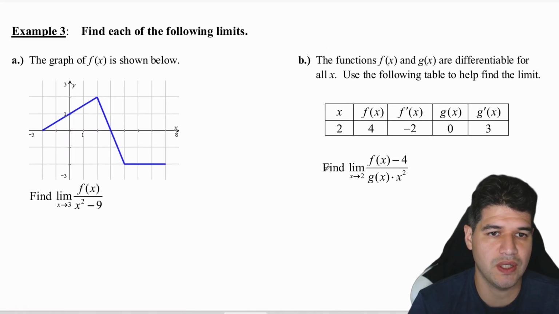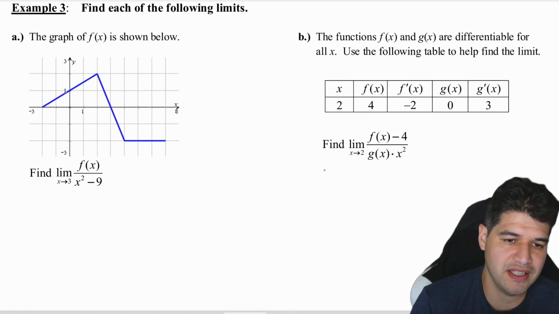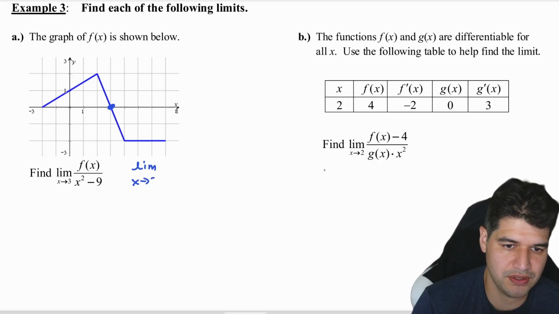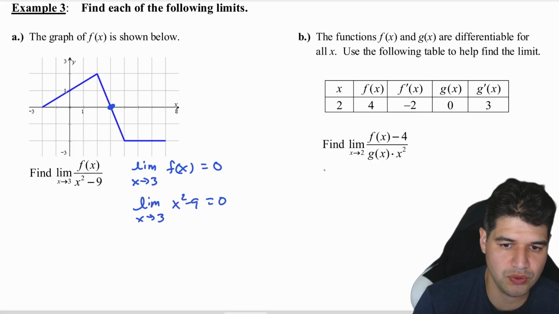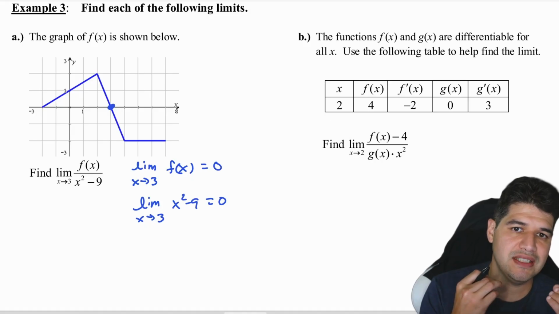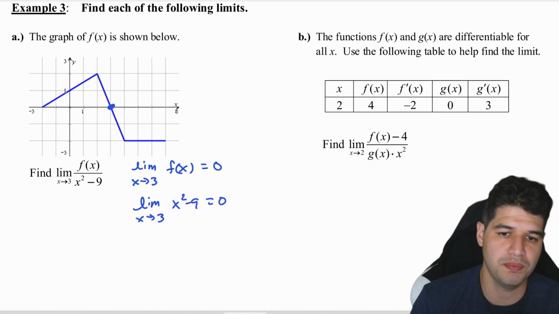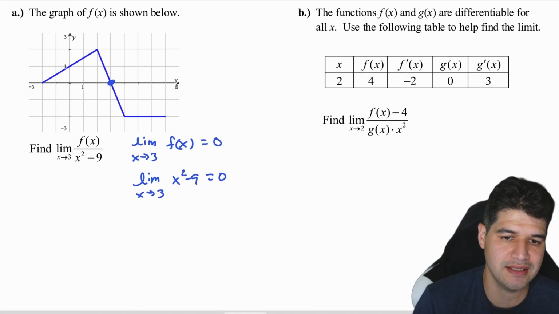These are very good questions. So if I plug in and I'm trying to find this limit, this is going to happen on test day. The limit as x approaches 3 of f of x, well, we can see that that's equaling 0. And the limit as x approaches 3 of x squared minus 9 also equals 0. So this is a perfect example of when we should be applying L'Hopital's rule. And this is how it's going to be tested in May.